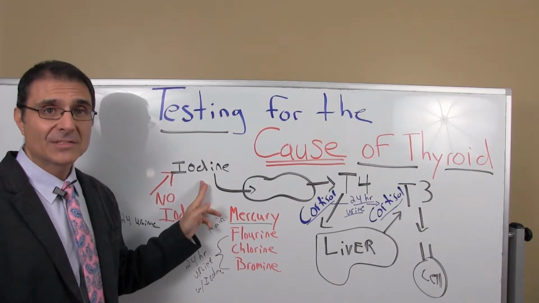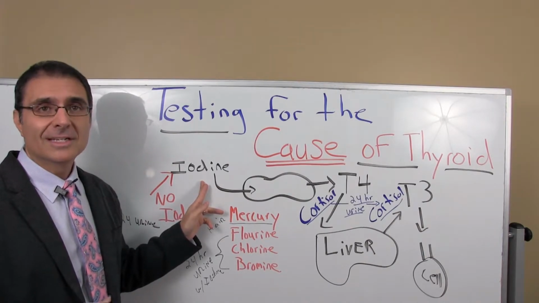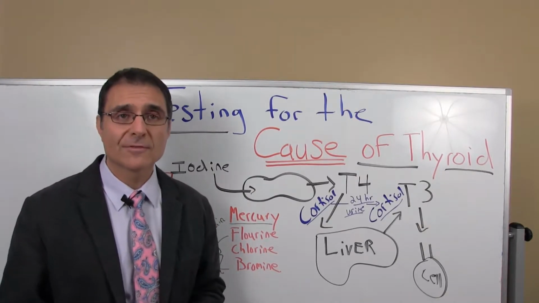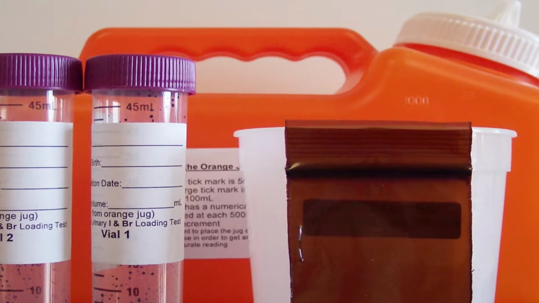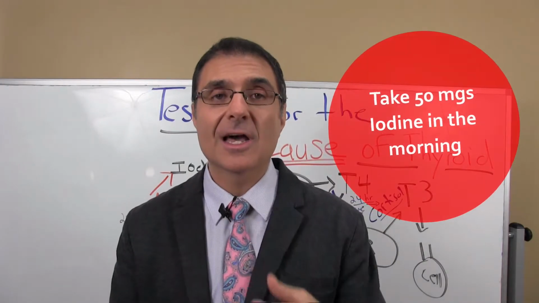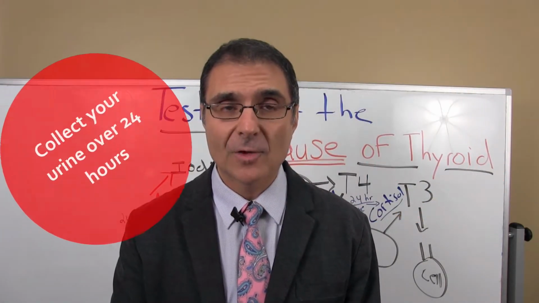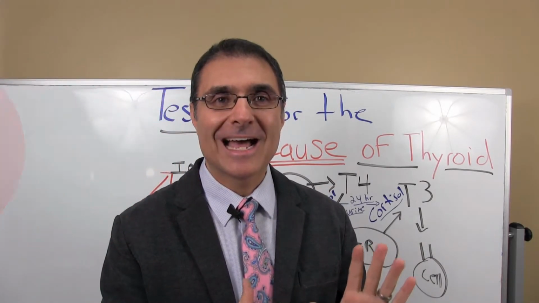So how do we test for that? Is the blood work good? Not really. How about saliva? No. Hair? Not so much. The real way to do that is what's called a 24-hour urinary iodine loading test. Very simple to do. You're essentially taking a 50 milligram tablet of iodine in the morning. You collect your urine over a 24-hour period. Fun, fun, fun. You then send that urine out to the lab.